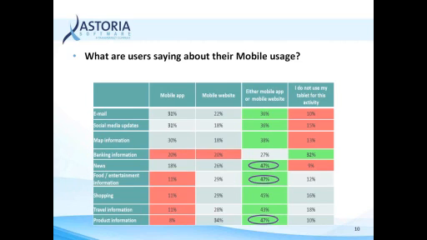But look at the last one, the third one that I have circled, product information. I found this a bit surprising that the same percentage of users that are accessing that news and food and entertainment information are also accessing product information on their mobile devices. So what this is really saying is that consumers are abandoning the conventional methods of accessing information and embracing mobile devices.